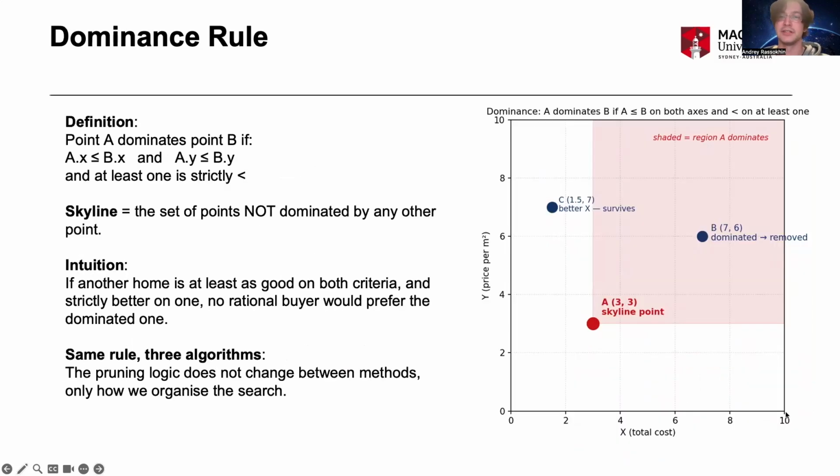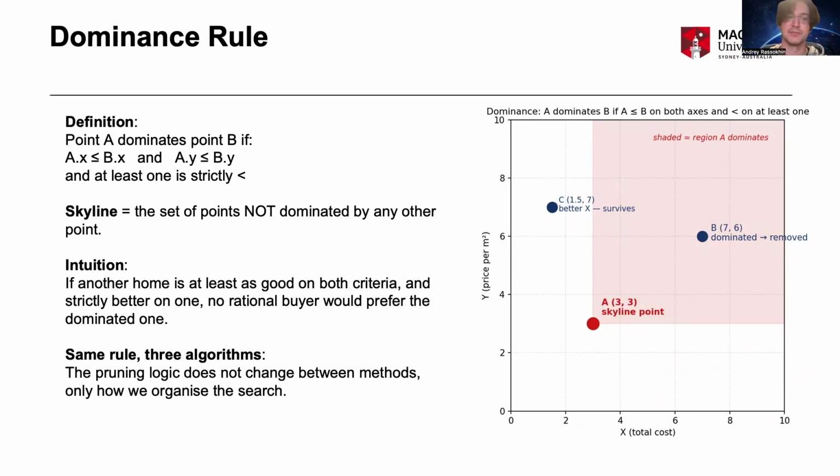The key rule is dominance. Point A dominates point B if A's X is less than or equal to B's X, and A's Y value is also less than or equal to B's Y value. At least one of those values also needs to be strictly lower. In normal words, if another home is at least as good on both criteria and better on one of them, then we don't need to keep the dominated one.